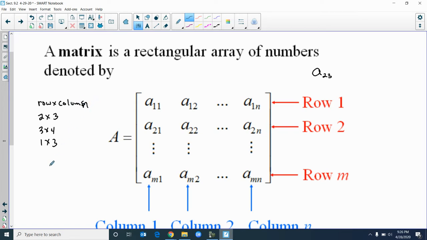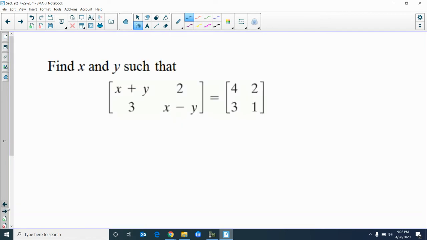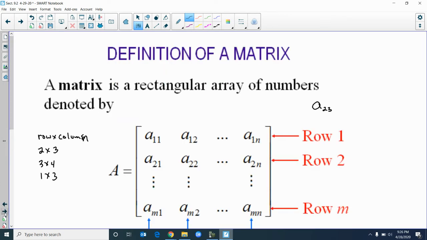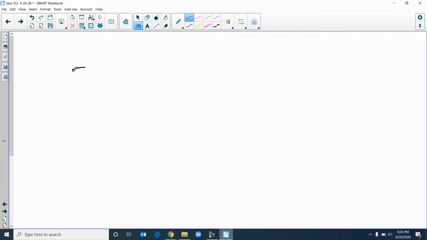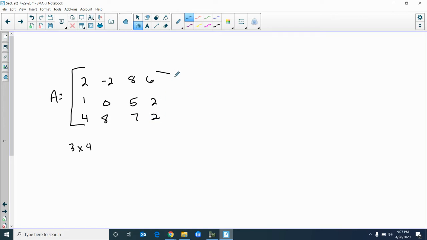Now before I get into the next part, I want to just real quick add something. So let's say A is a 3 by 4 matrix. It means I have 3 rows and 4 columns. I'm just going to make some numbers up here. So this is a 3 by 4: 3 rows, 4 columns.